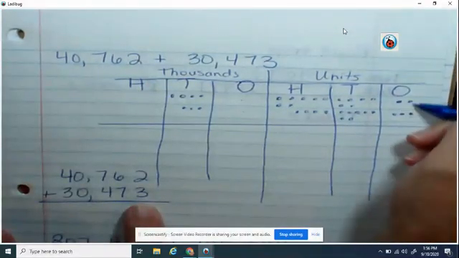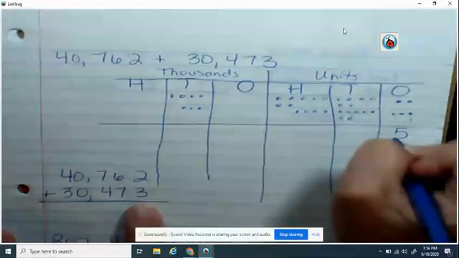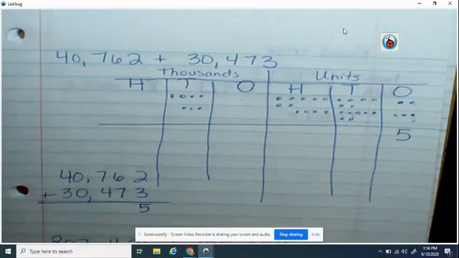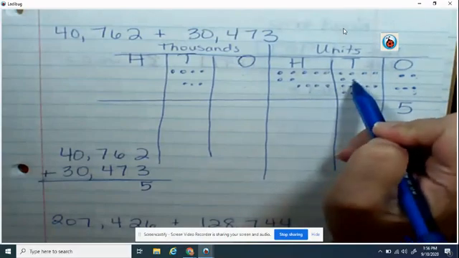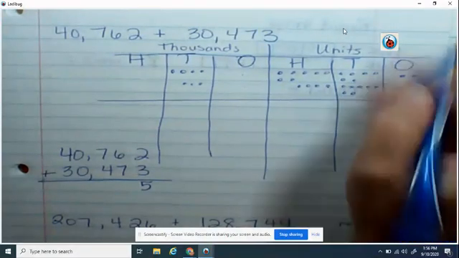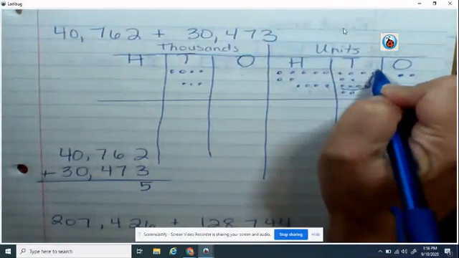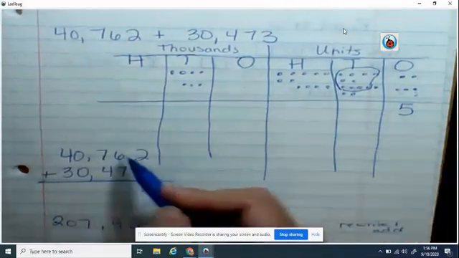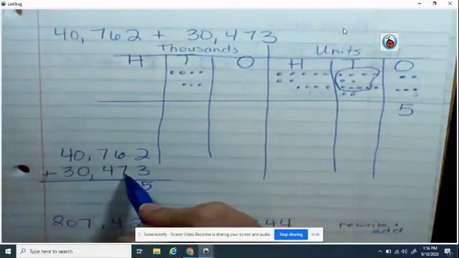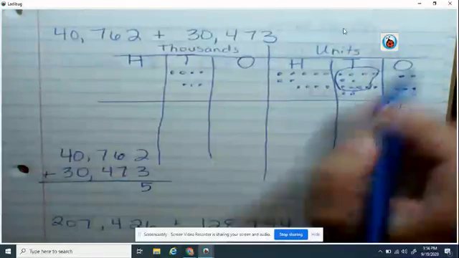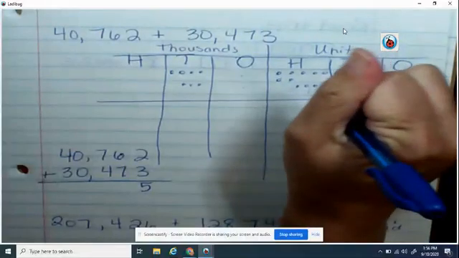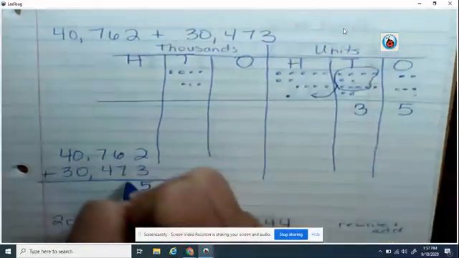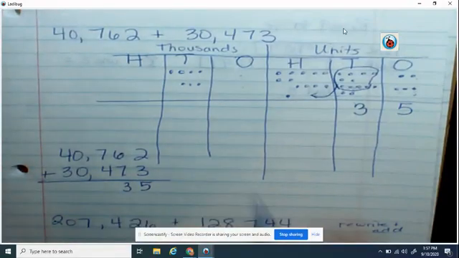So my ones, 2 plus 3, that's 5. Okay. Then here in my tens place, I've got 1, 2, 3, 4, 5, 6, 7, 8, 9, 10. Okay, I'm going to group these 10 together. So 6 plus 7 is 13. There's 10, 11, 12, 13. I'm going to leave the 3 in the tens place, but this group of tens has to move over here to the hundreds place. So I have 13. I leave the 3 in the tens place, and I move 1 over to the hundreds place to make 13.